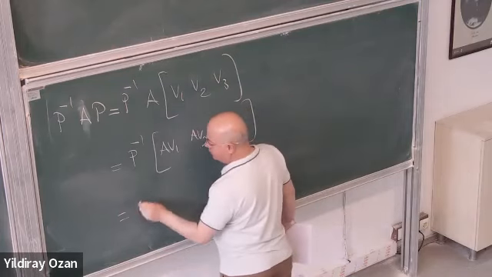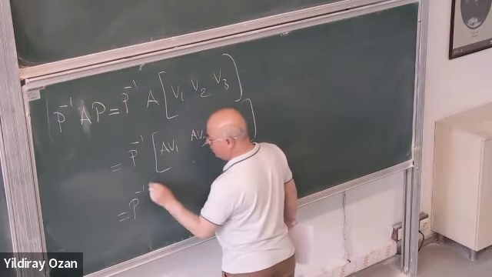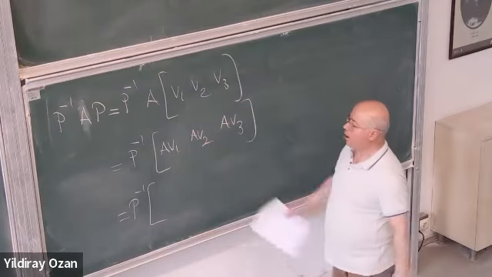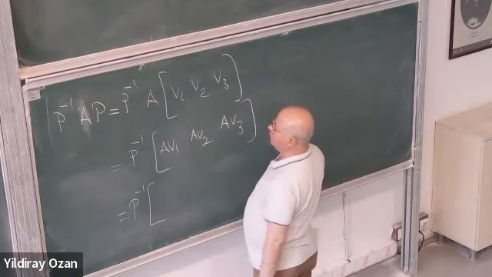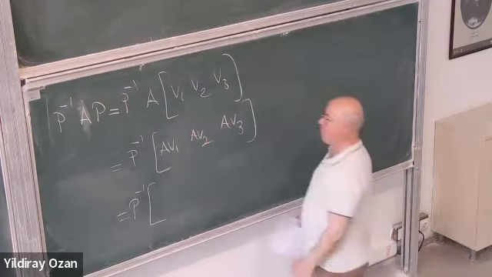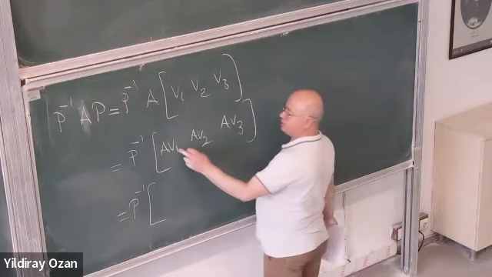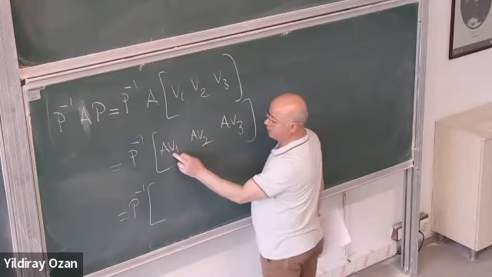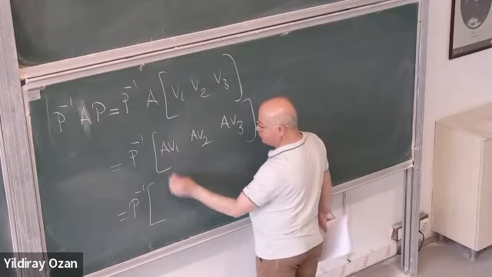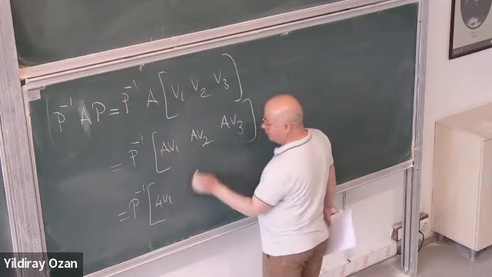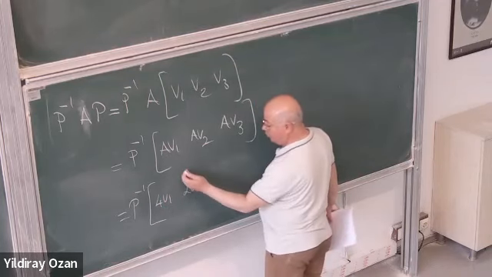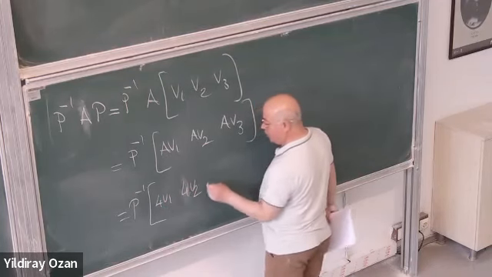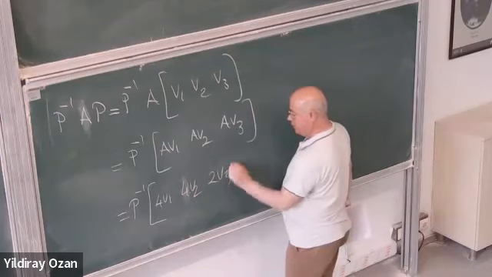But these are just eigenvectors with eigenvalues, right? So this is just 4 times V1. This is 4 times V2 and 2 times V3.